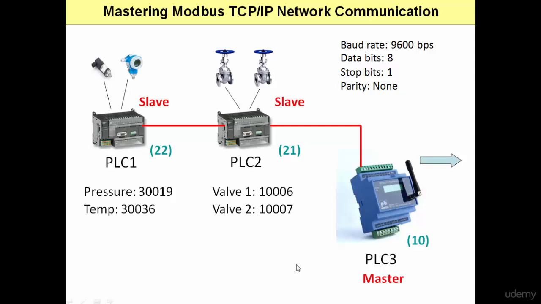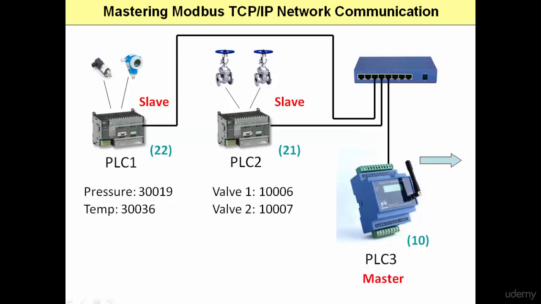Now what I want to do is sort of change the scenario up a bit. I'm going to use the same three PLCs because, for those of you who did the Mastering Modbus RS-485 Network Communication course, you would be very familiar with this application scenario. I'm going to change it a bit. Let's say for argument's sake now that these three PLCs are also capable of connecting via Modbus TCP IP and communicating via Modbus TCP IP. So let's see what that would look like.